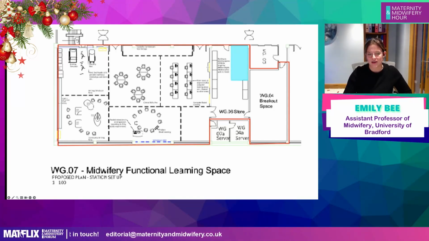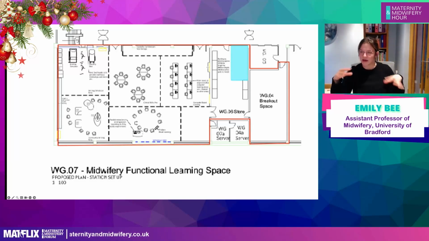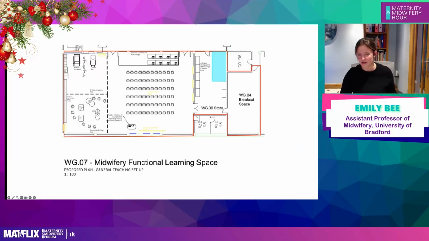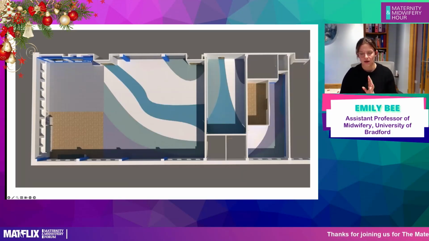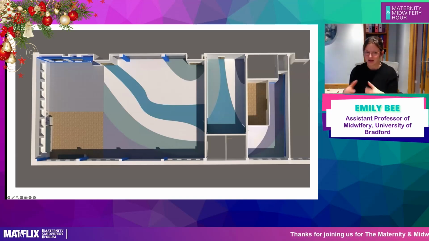I don't know if you can see my mouse, but all these jagged lines were just examples of how the space could be used. They are not actual physical dividers. Here's another example of the room set up as a more traditional lecture. So this is what the room ended up looking like as a plan.